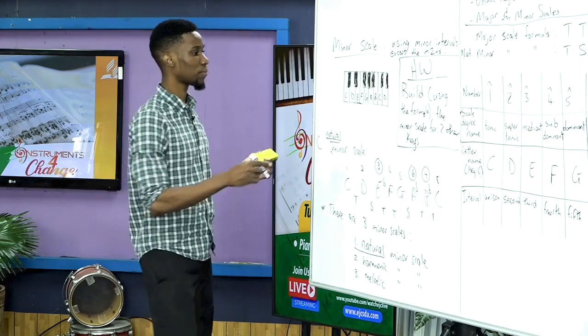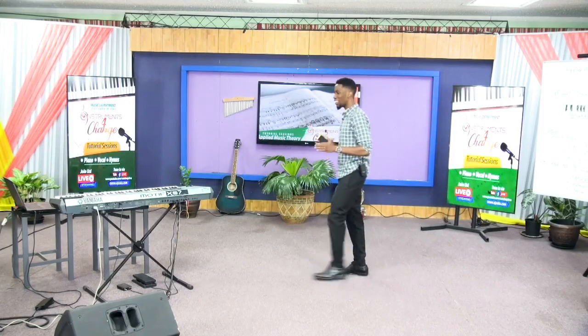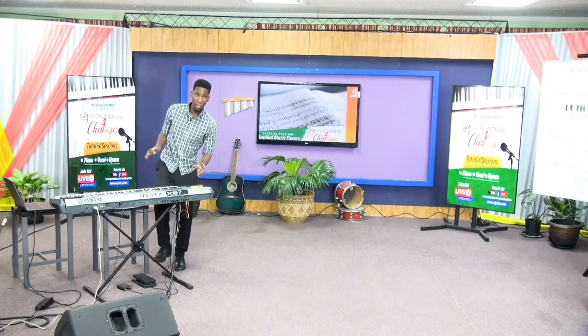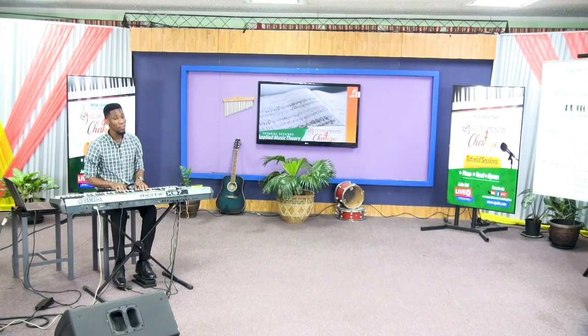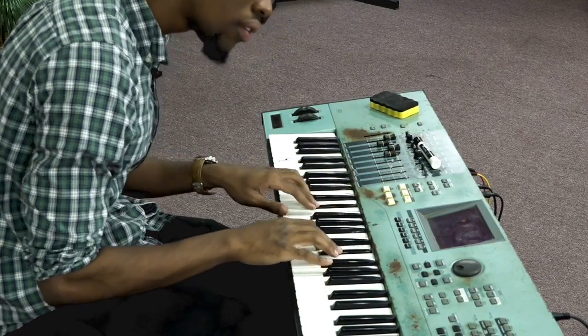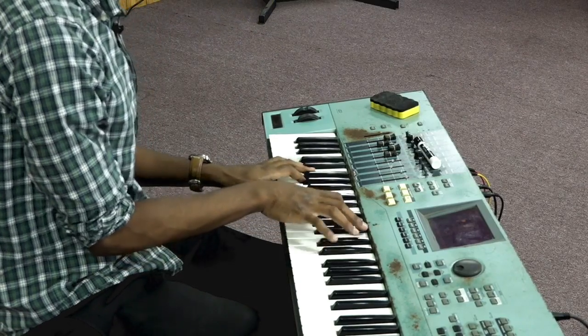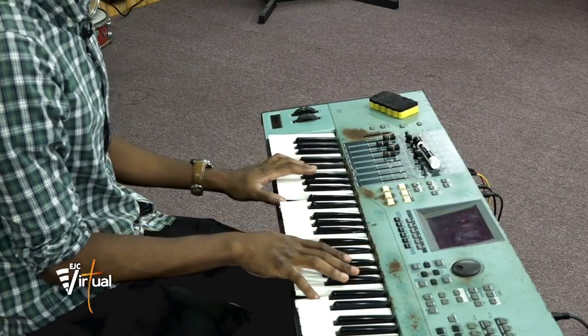Good? So we're going to play the minor scale now. We're going to play the natural minor scale. And we're going to hear the difference. So we can tell the difference between a major sound and a minor sound. So this is the difference now. Hear that flattened third? This is major, this is minor. So that's the natural minor scale.